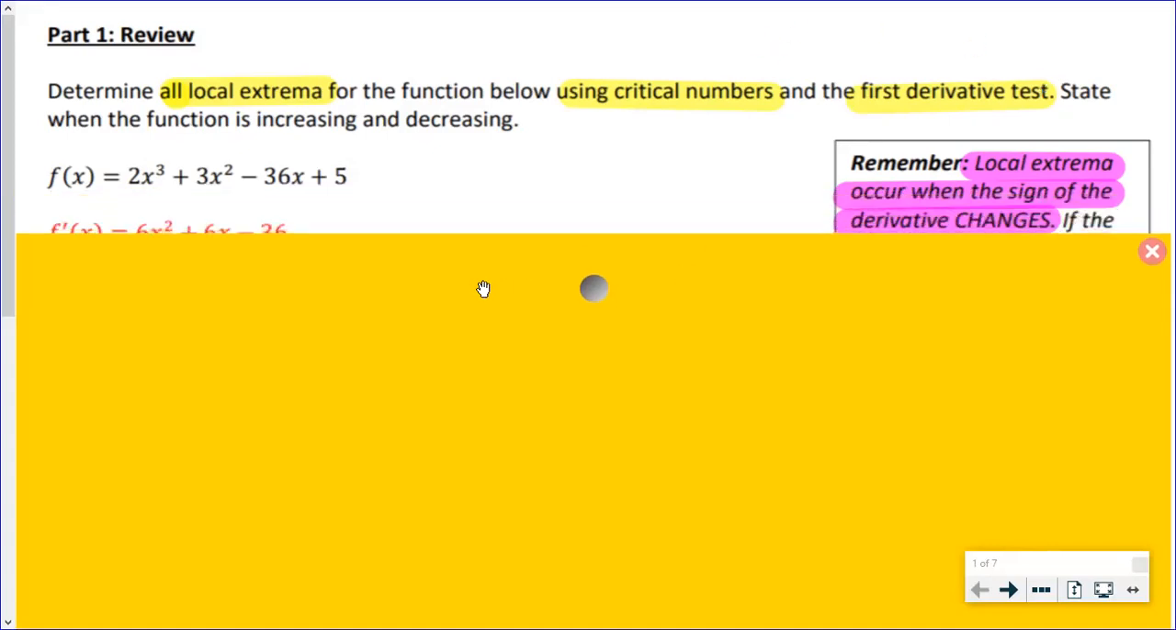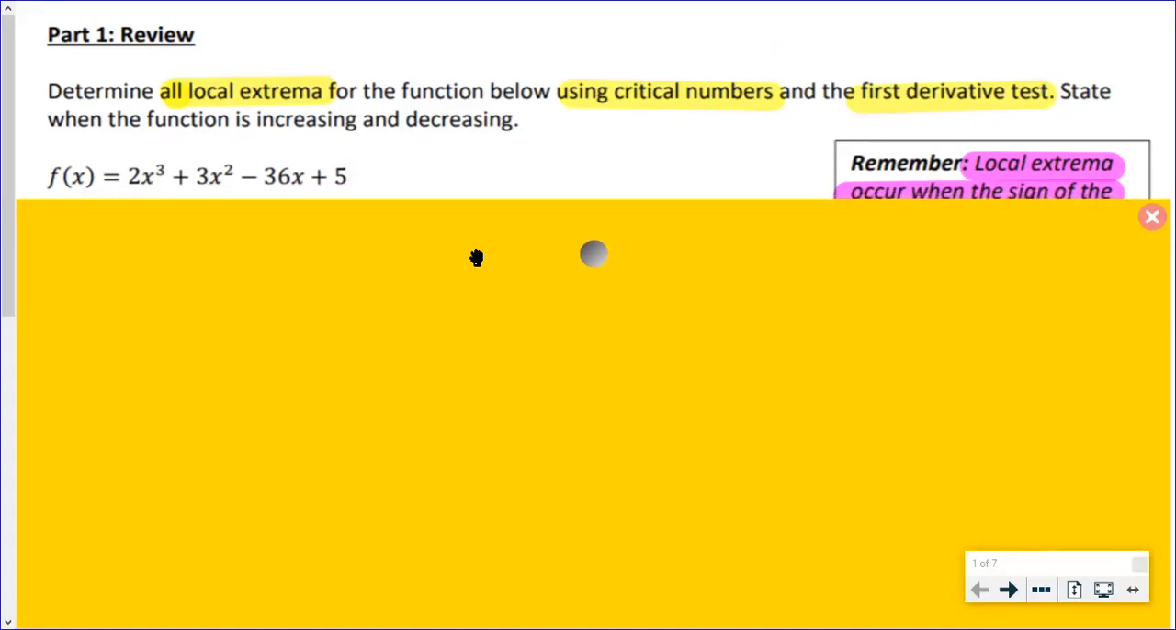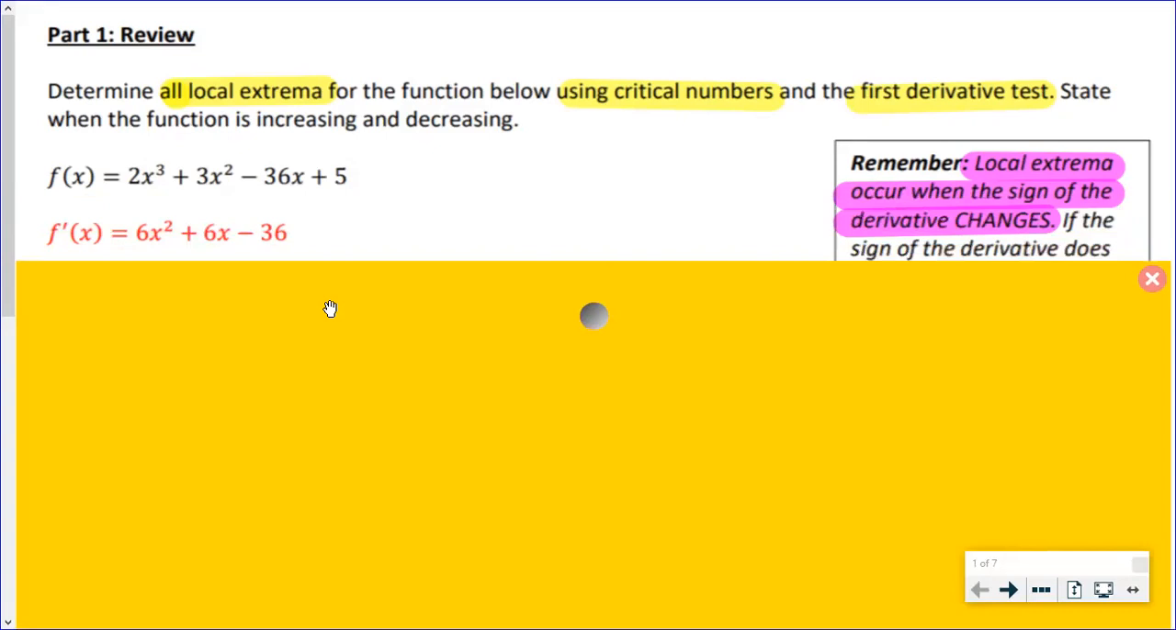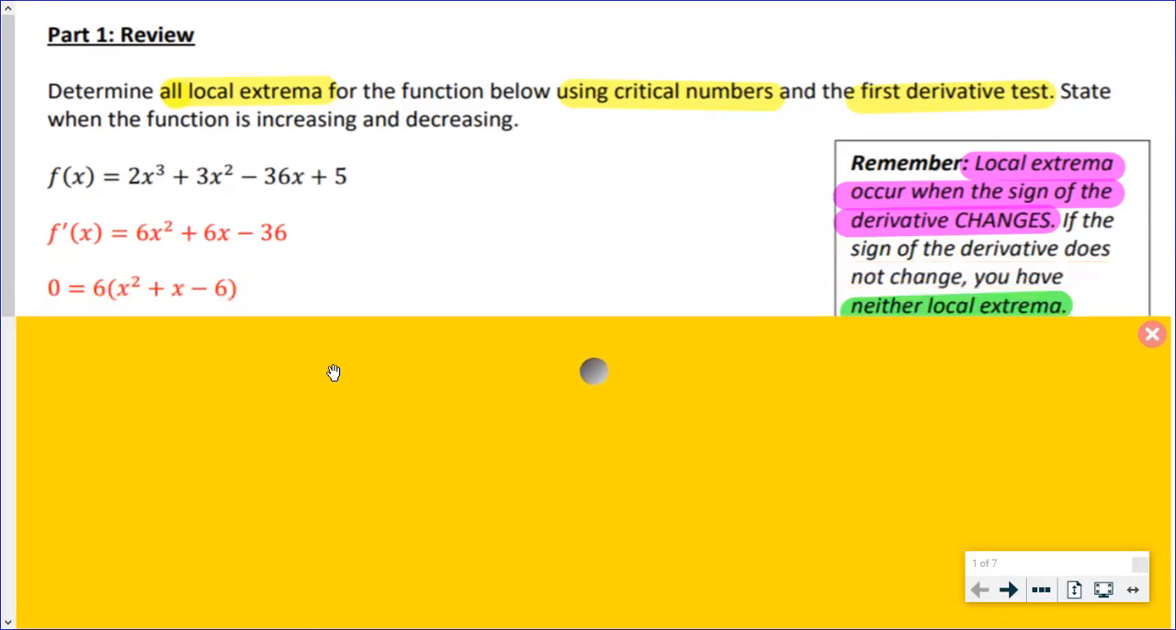So we have our original equation. Remember, there's no product, there's no quotient, there's nothing too complicated. So I know I'm going to use the power derivative rule to simplify this. I believe it's very similar to our example in last class. 6 and -36 all have the greatest common factor of 6 in common. So we're going to take the 6 out.